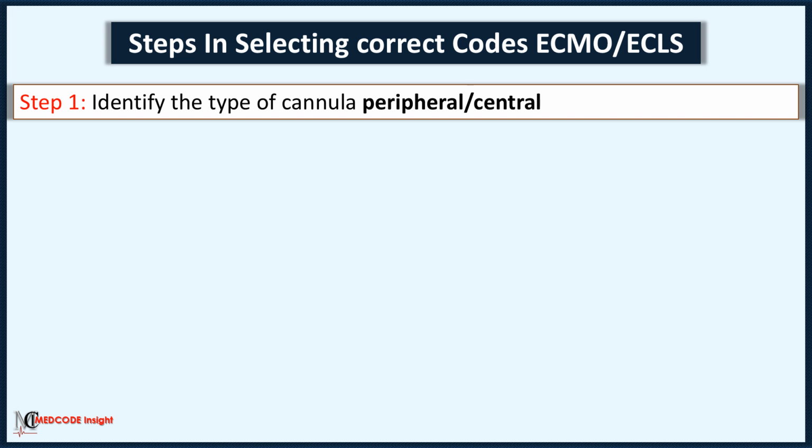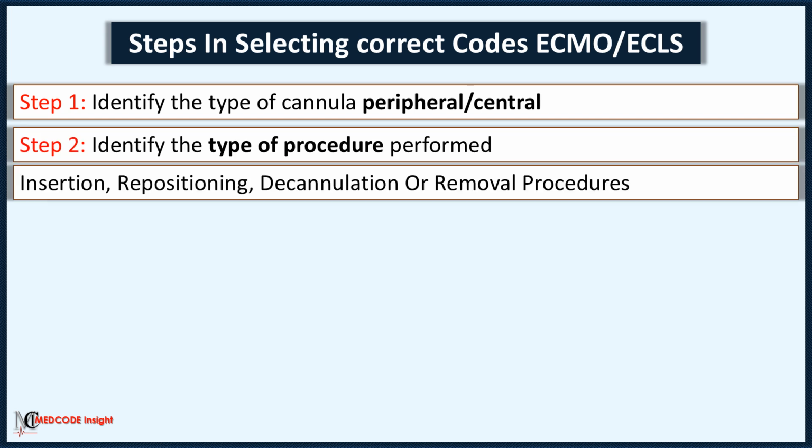To quickly eliminate the options when selecting the correct code, follow these steps. First, begin by identifying the type of the cannula, whether it is peripheral or central. After identifying the type of cannula, next determine the type of the procedure that was performed, such as insertion, repositioning, decannulation, or removal. Each procedure has specific codes associated with it. So knowing what was done will guide your selection.